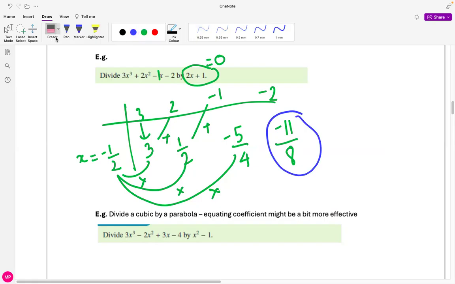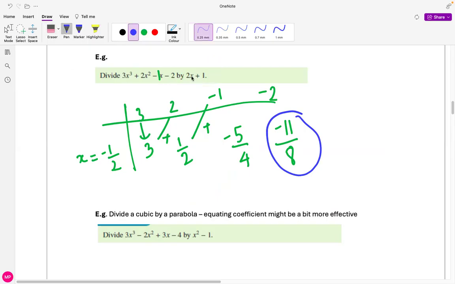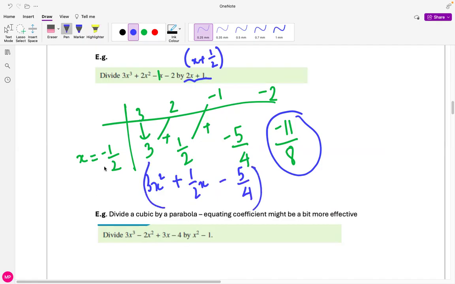And look at your quotient. So your quotient is this: 3, a half, and negative 5/4. However, you need to be careful, because you divided by 2x plus 1, you're not dividing by x plus a half. They're two different things. Can you see that? So what happened here is, you know the answer will be 3x squared plus a half of x minus 5 over 4. Okay, but this is only if you divide it by x plus a half.